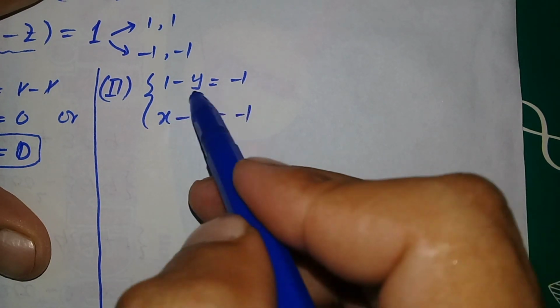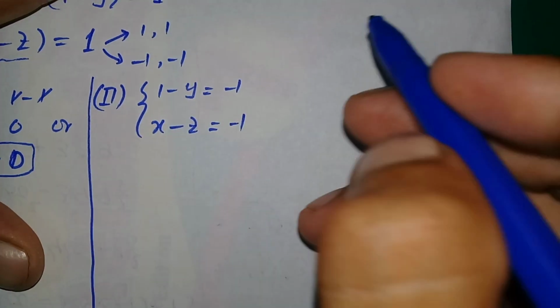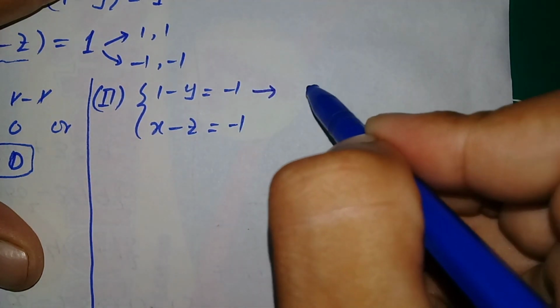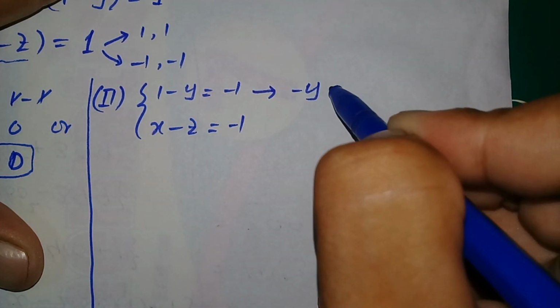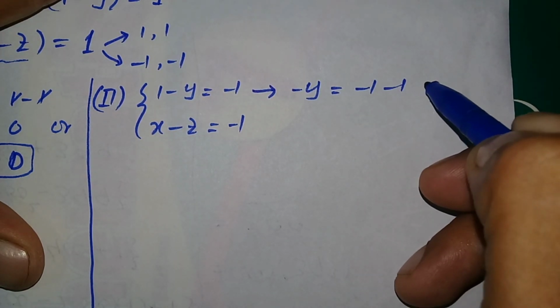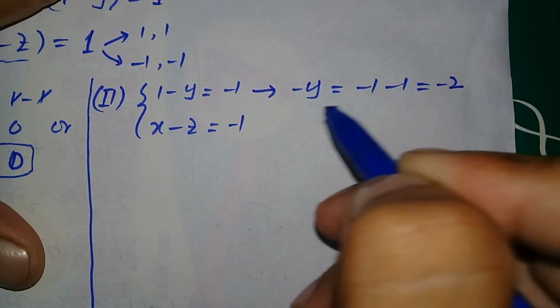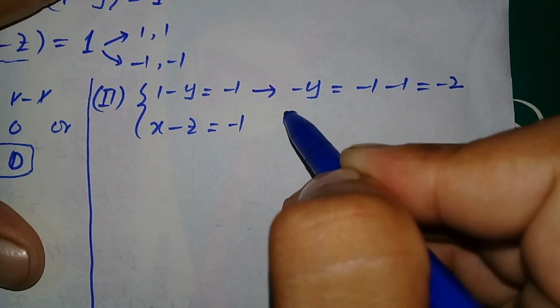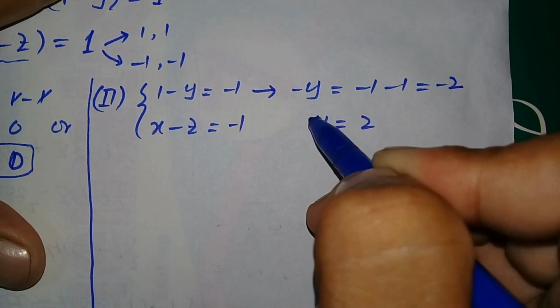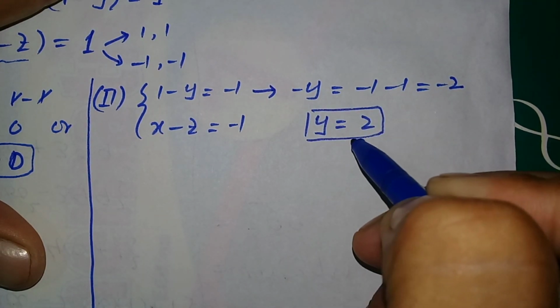In case number 2, we will simplify this for the value of y. So it will become 1 minus y is equal to minus 1. So it will become minus y is equal to minus 1 into minus 1, and minus 1 into minus 1 is minus 2. So we will multiply both sides with minus 1. So it will become y is equal to plus 2. So the value of y is 2.